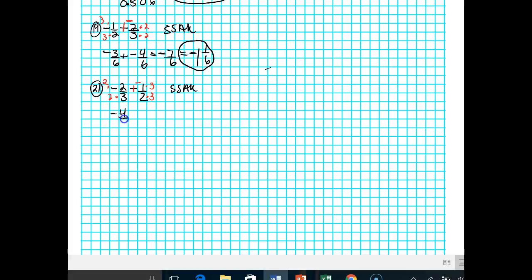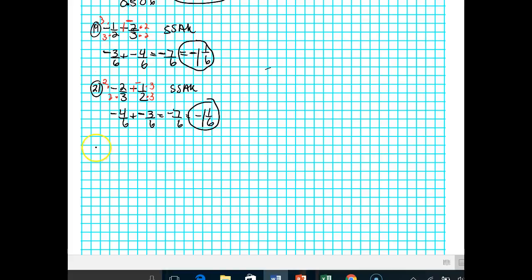Negative 4 over 6 plus negative 3 over 6 equals, again, negative 7 over 6, which gives us negative 1 and 1/6. This is just an example basically of the commutative property, right? It doesn't matter if I had negative 2/3 plus negative 1/2, or flip it around and do negative 1/2 plus negative 2/3. Either way, I get the same exact answer.